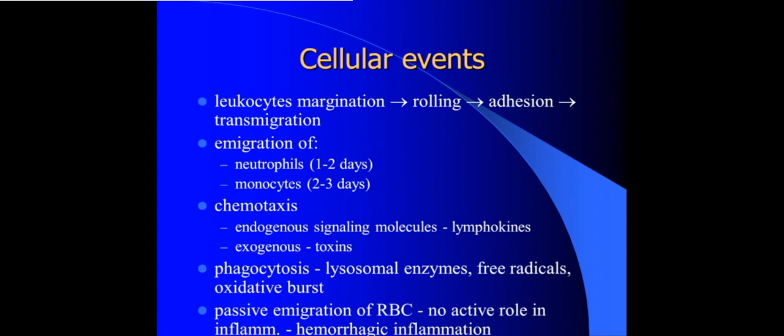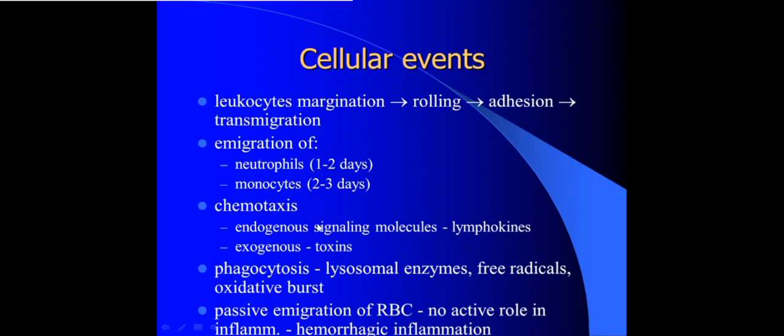What is a cellular event? Those were vascular events, now cellular events. In cellular events, there is leukocyte margination, rolling, adhesion and transmigration. The number of leukocytes will increase, with the addition of leukocytes and their transmigration to the inflamed surface. Next is immigration of neutrophils and monocytes. The immigration of neutrophils takes place in 1 to 2 days, and immigration of monocytes takes place in 2 to 3 days.